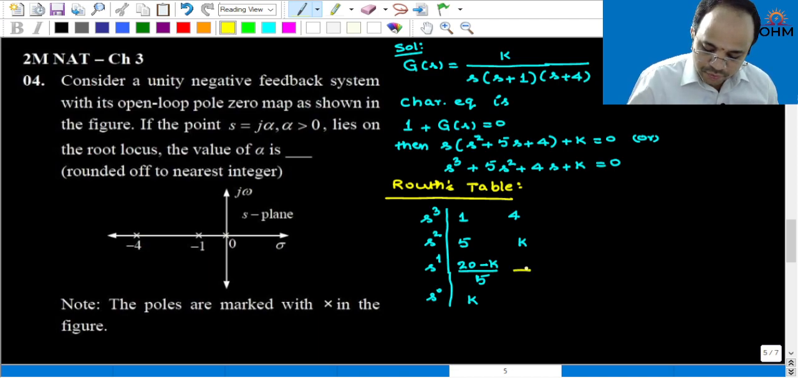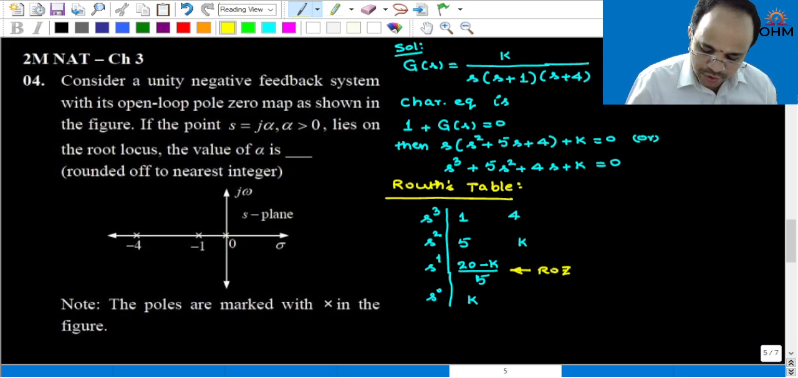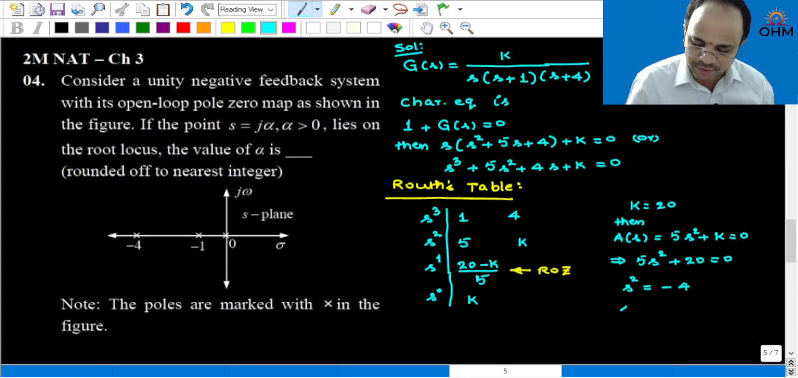Now, in order to have this root locus diagram located on the j omega axis, there should be an even polynomial as a common factor. So, that is possible when you have a row of 0 appearing at s power 1. This is true when k is equal to 20. In that case, the auxiliary equation can be 5s square plus k is equal to 0, or 5s square plus 20 is equal to 0, then s square is equal to minus 4, or s is equal to plus or minus j2.